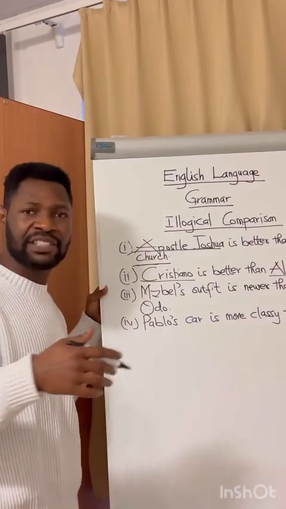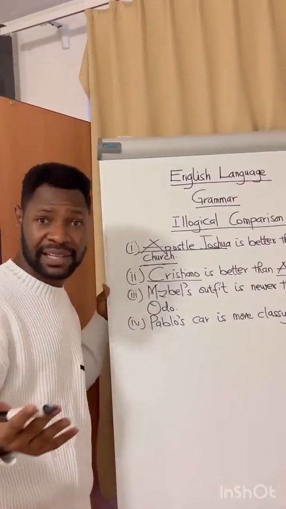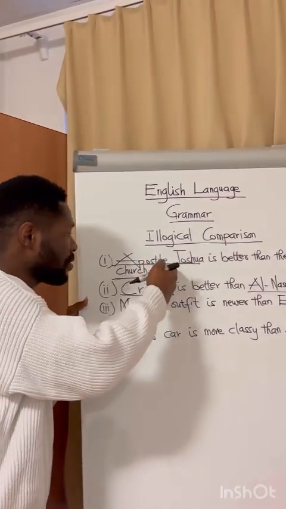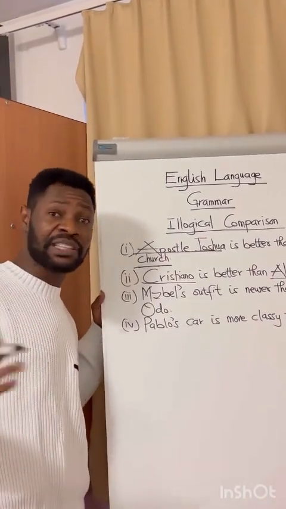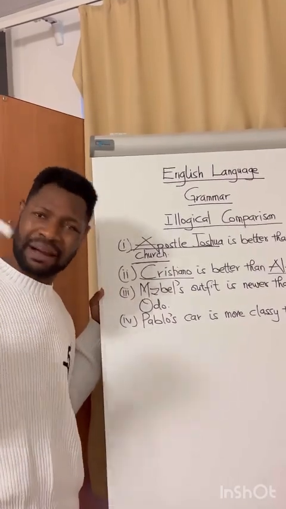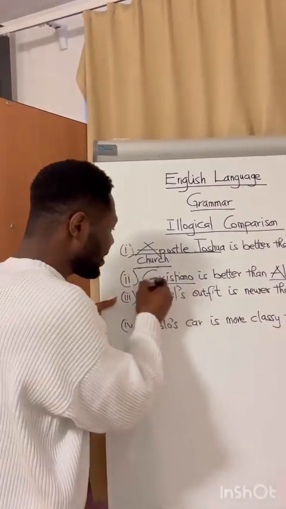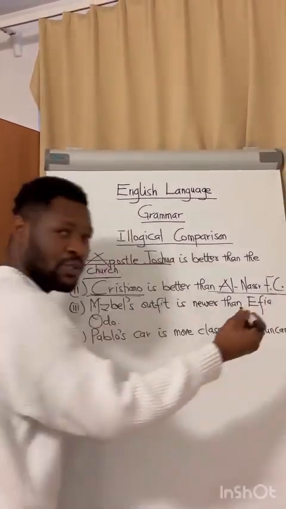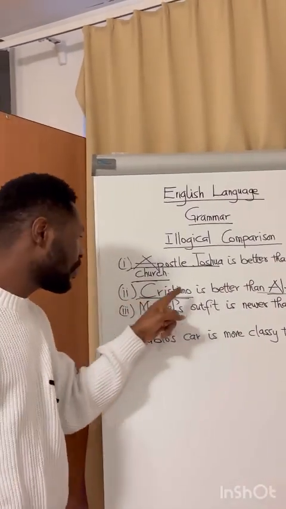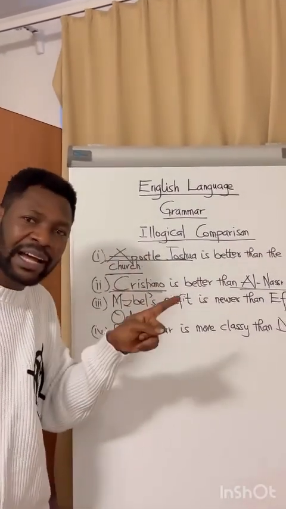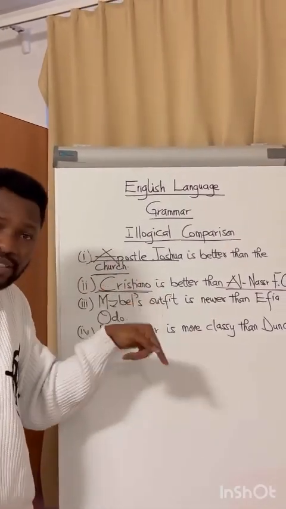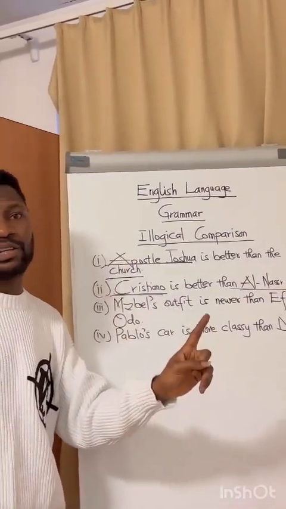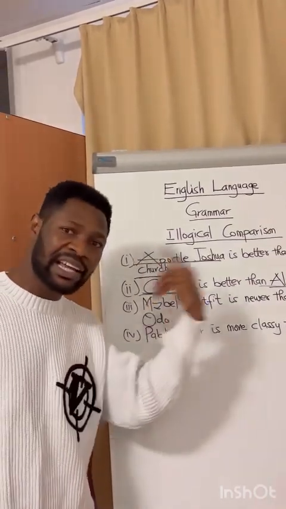Maybe you are exaggerating. We call it hyperbole. So if you compare Apostle Joshua's sermon to the church, you are using hyperbole, exaggeration. It is understood in terms of literature. But when it comes to grammar, it is not. Because Cristiano cannot be compared to El Nassr. So what do we do? We say that Cristiano is better than any other player in El Nassr, or he's better than the rest of the players in El Nassr. You are comparing the individuals, not the individual and that of the club.